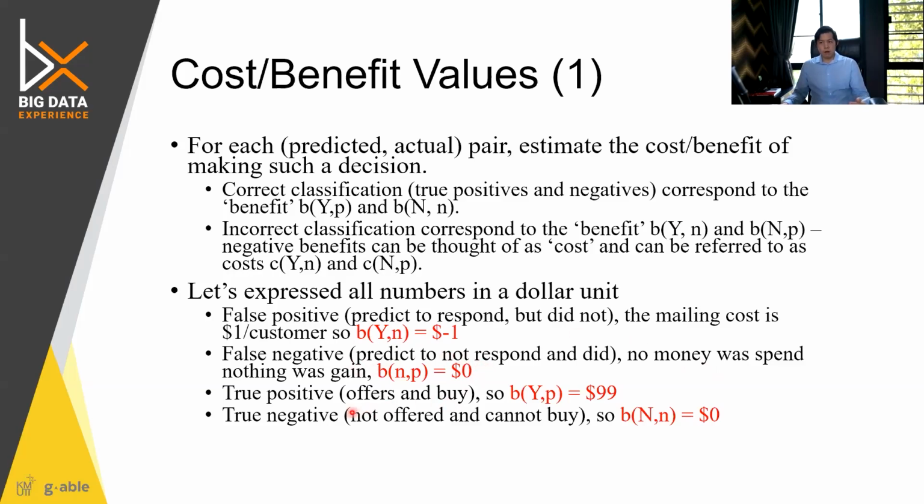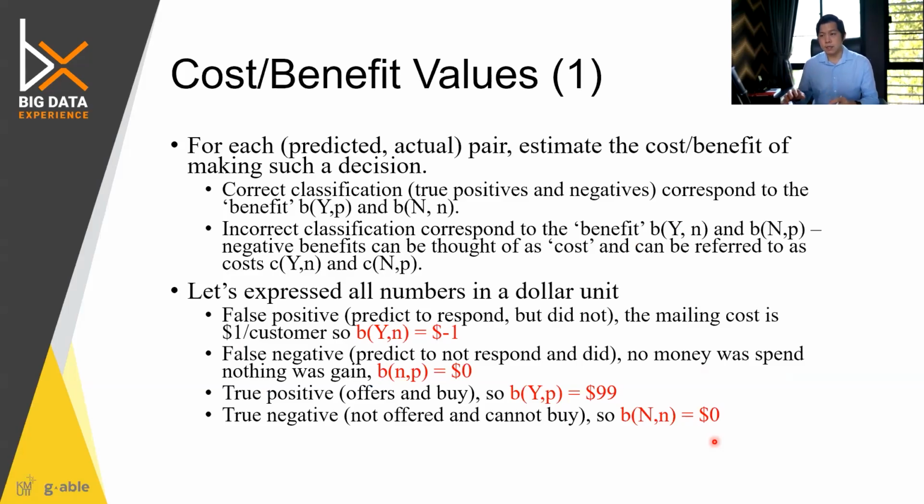True positive cost, offer and buy, this would be 99. True negative cost, not offer and not buy, is actually 0. Means that if you make true negative, there is no benefit at all, right? You just kind of end up with nothing. All right. So this is the cost that we have.